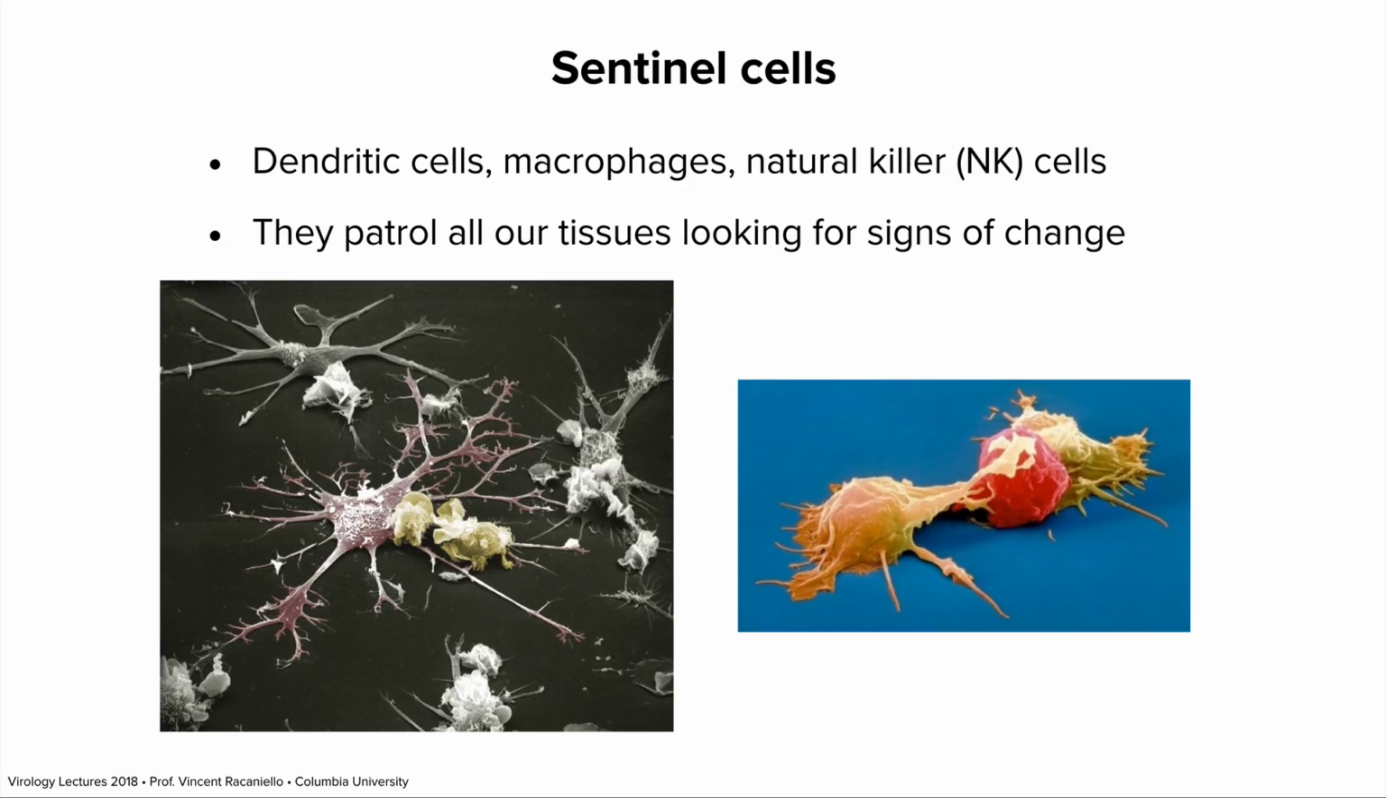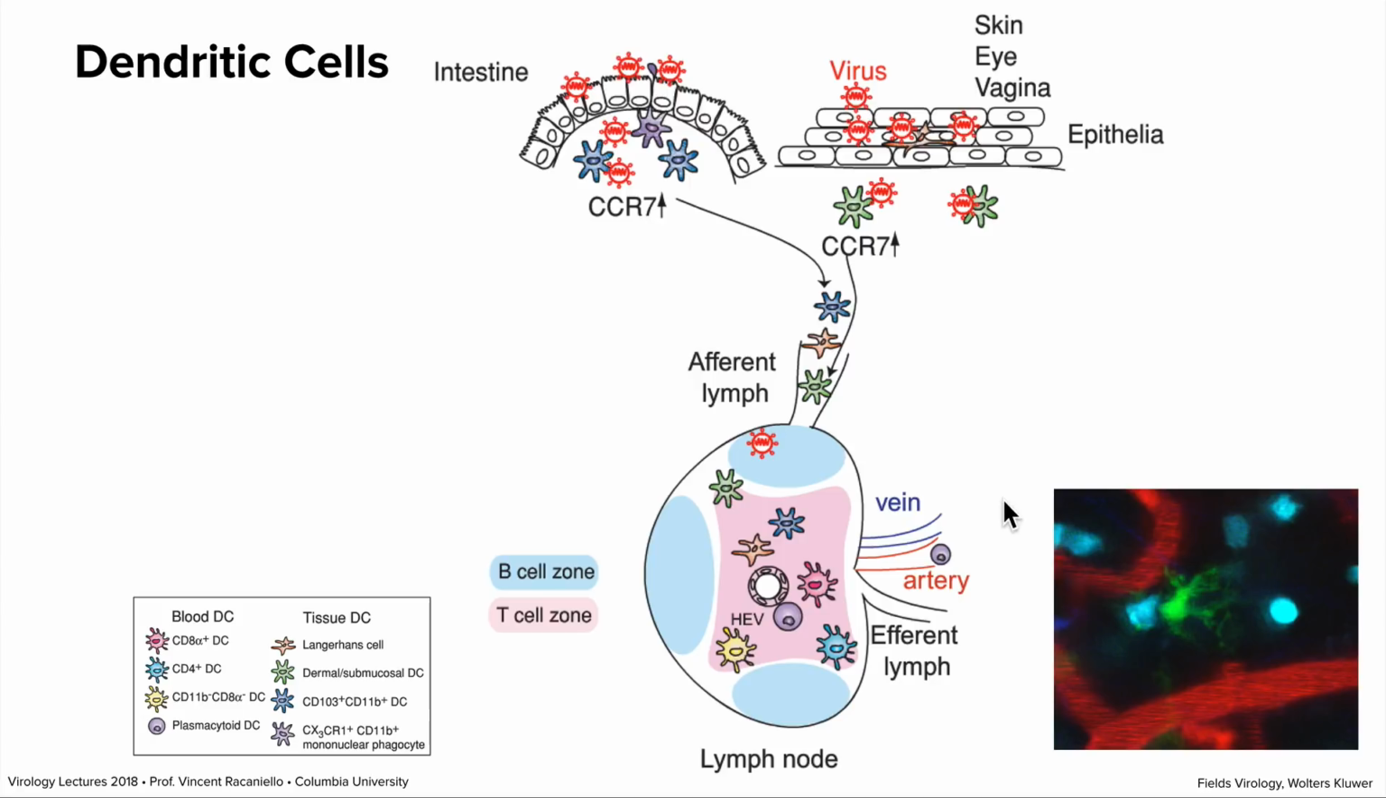The innate immune response is also comprised of sentinel cells. And as the word suggests, these are patrolling your body looking for trouble. Dendritic cells, macrophages, natural killer cells. Here's a dendritic cell on the left here. It's called the dendritic cell because it has dendrites that look like the dendrites of neurons, but they're not neurons. They're not neuronal cells at all. They're immune cells. And they patrol our body looking for signs of change. Here's some NK cells in orange, getting very close to a cell. We'll look at how some of these work.